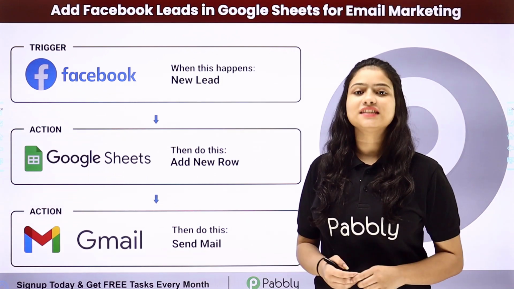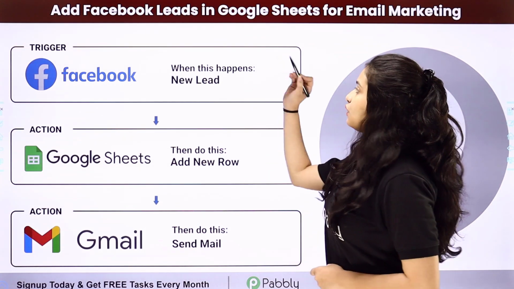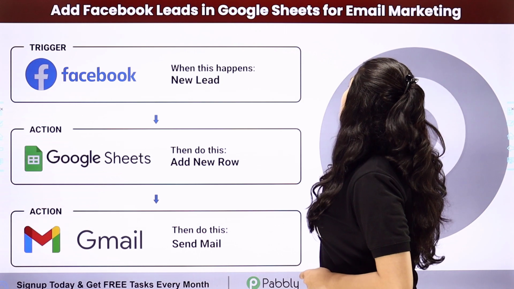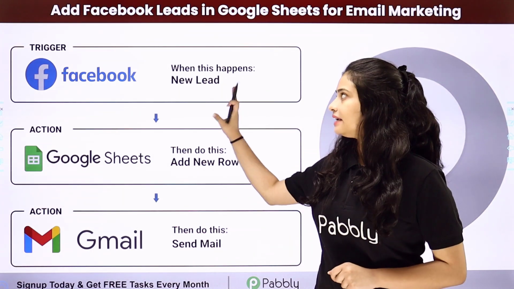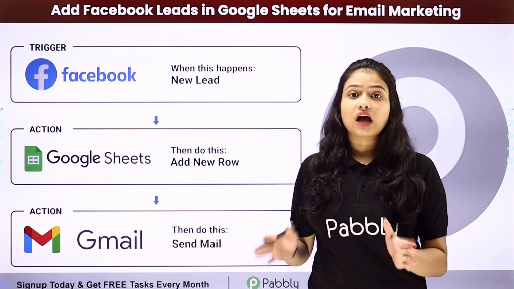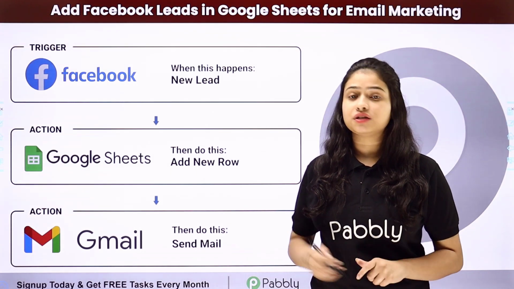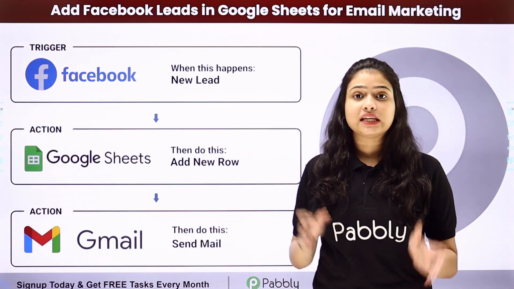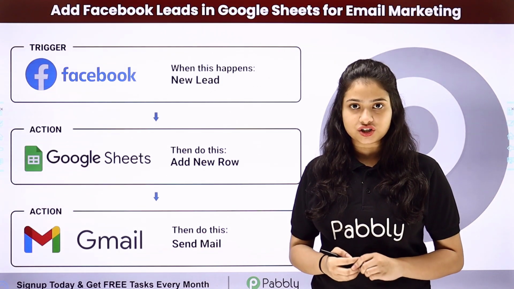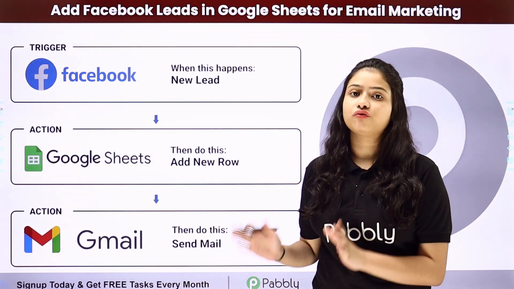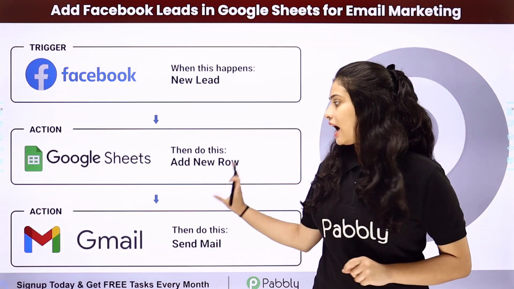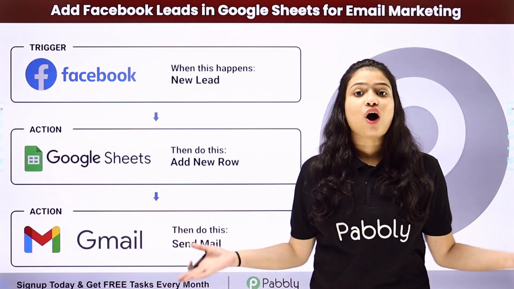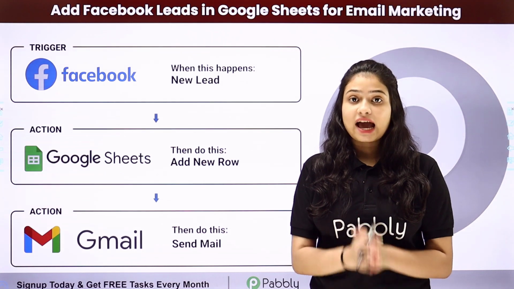Hello everyone, in this video we are going to learn how to add Facebook leads in Google Sheets for email marketing. Suppose you are having a business for which you are running an ad campaign on your Facebook page, and now you want that whenever a new lead is generated through Facebook lead ads, automatically the same lead should be added in your Google Sheets in order to create a record in the form of a new row. And after that you want that automatically your emails should be sent to that new lead through Gmail. So how we are going to do this process automatically and effortlessly?